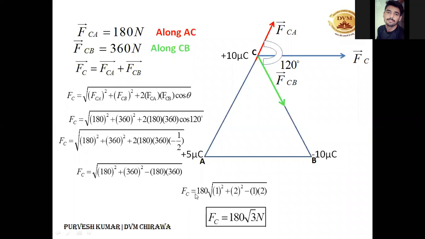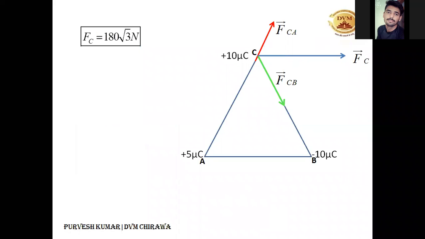So the net electric force on the charge placed at C has come out to be 180 root 3 Newton. This was only the magnitude, but we were not able to solve what the direction is. We also need to specify the direction, that is, what this FC is along.